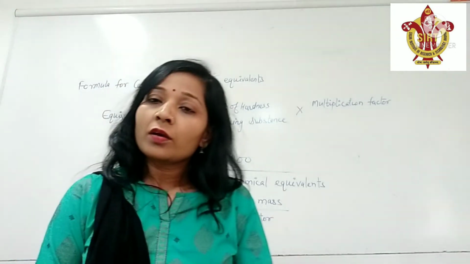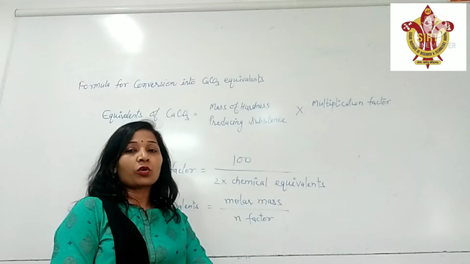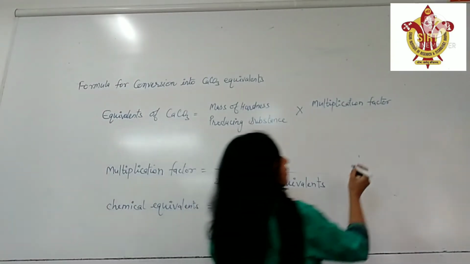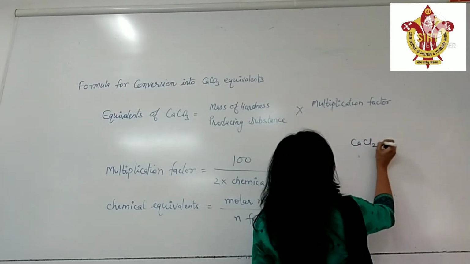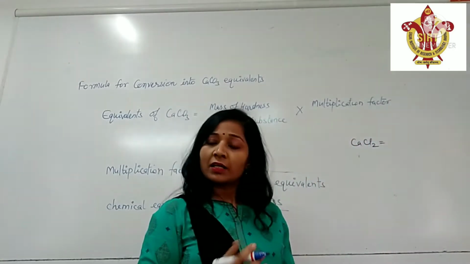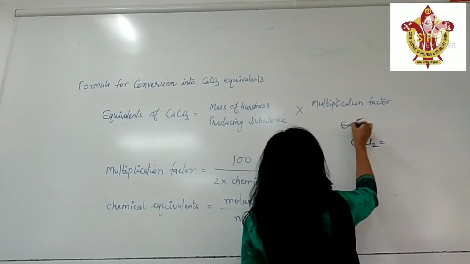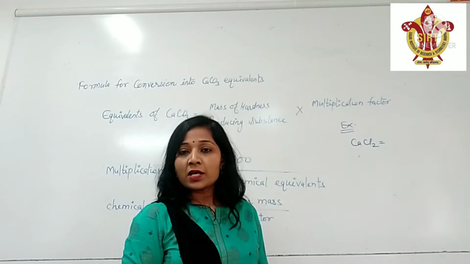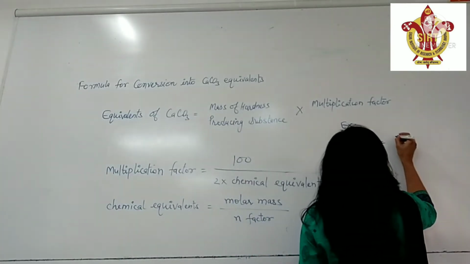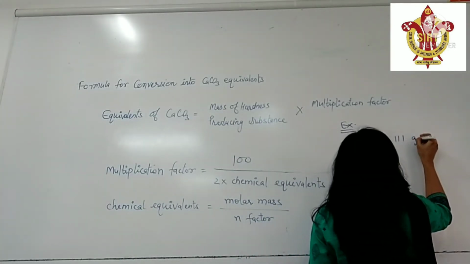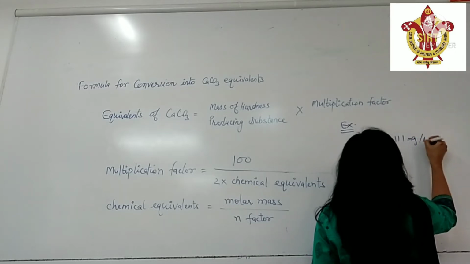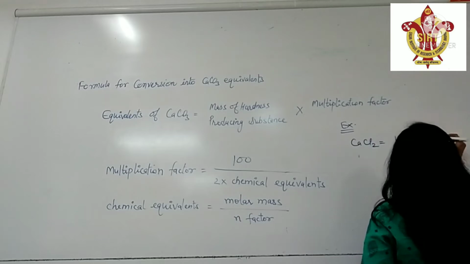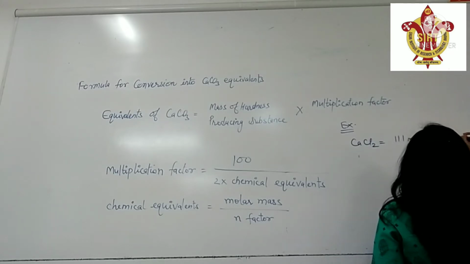We must know the molecular weights of all the salts. Let us take an example. In this example, we are going to take CaCl2. In the question, we are given that the mass of CaCl2 is 111 ppm or milligrams per liter. That is the value which is given in the question and we have to convert it into CaCO3 equivalents.